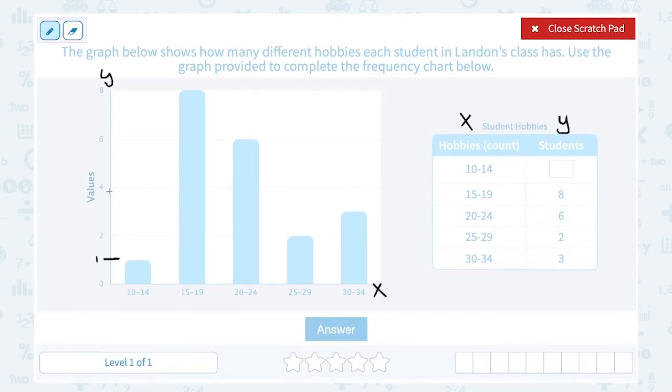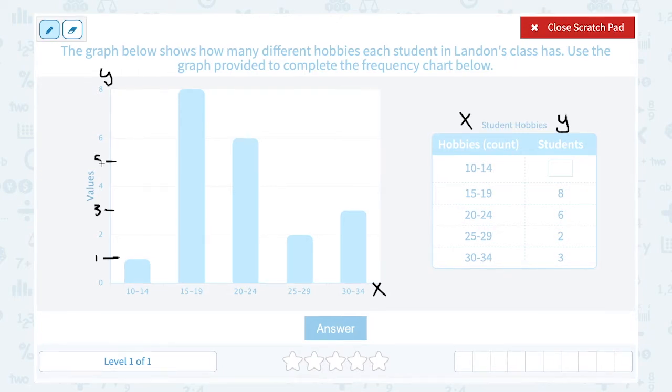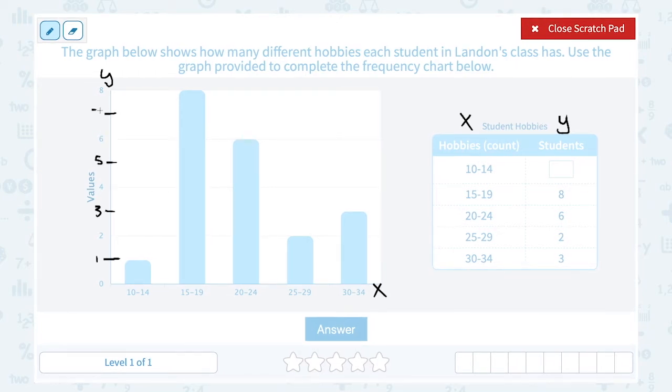And you could even do that for the whole chart. You can see that it follows the pattern, right? 0, 1, 2. This would be 3, 4. Halfway between here would be 5, 6. Halfway in between 7 and 8, because they're going by twos. So if it lines up to the top of 1, that means one student gave that answer.